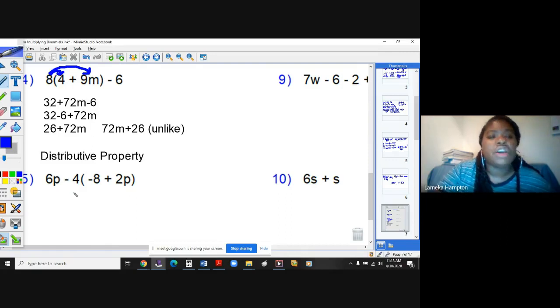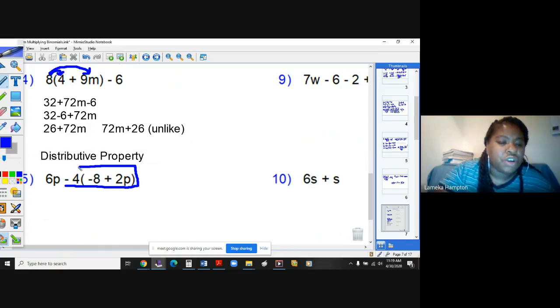So you're going to come across problems like this. And a lot of people say, well, Miss Hampton, I don't know, should I multiply the 6p to the, no. What you want to do is multiply the number or the term that is closest to the parentheses. In this instance, our number is -4. And also remember the number takes a sign. So I'm going to multiply those two together, and then I'm going to multiply the -4 times the 2p.